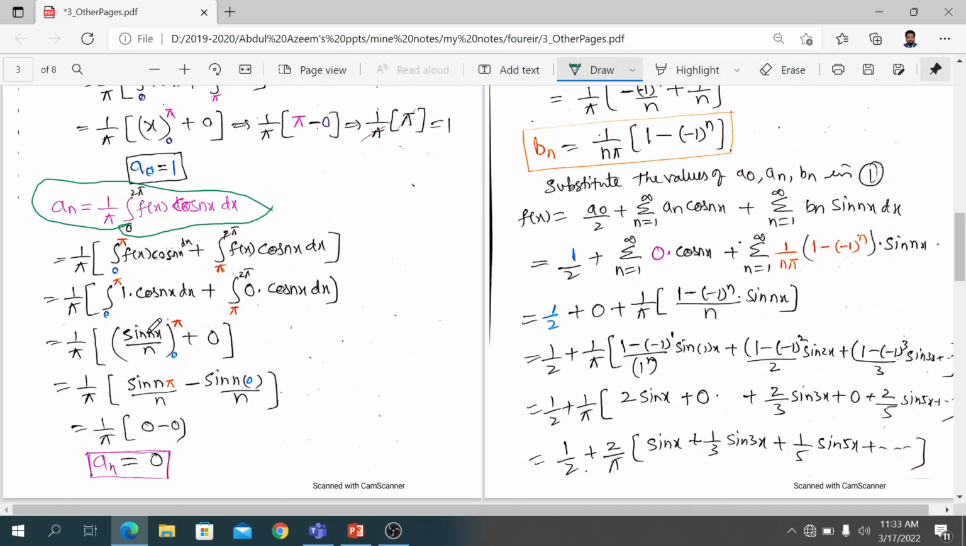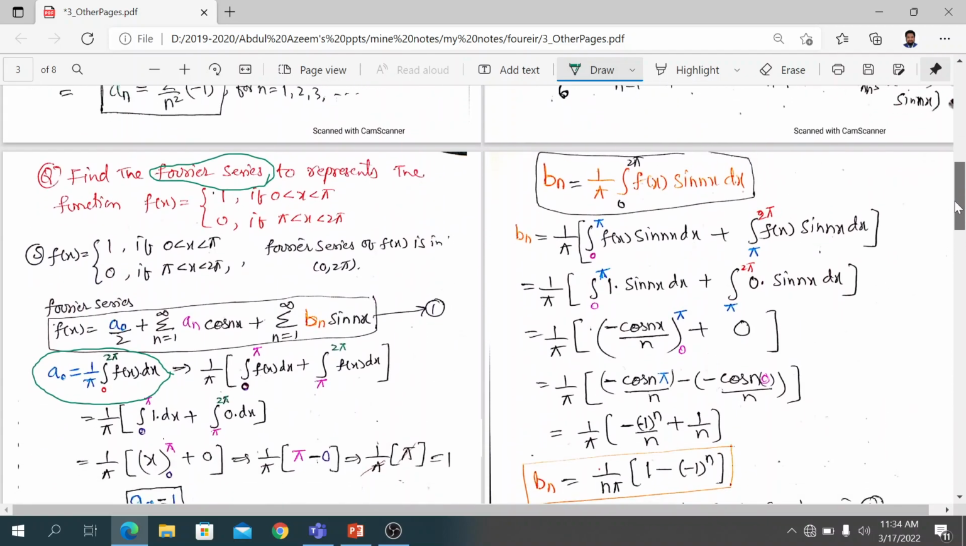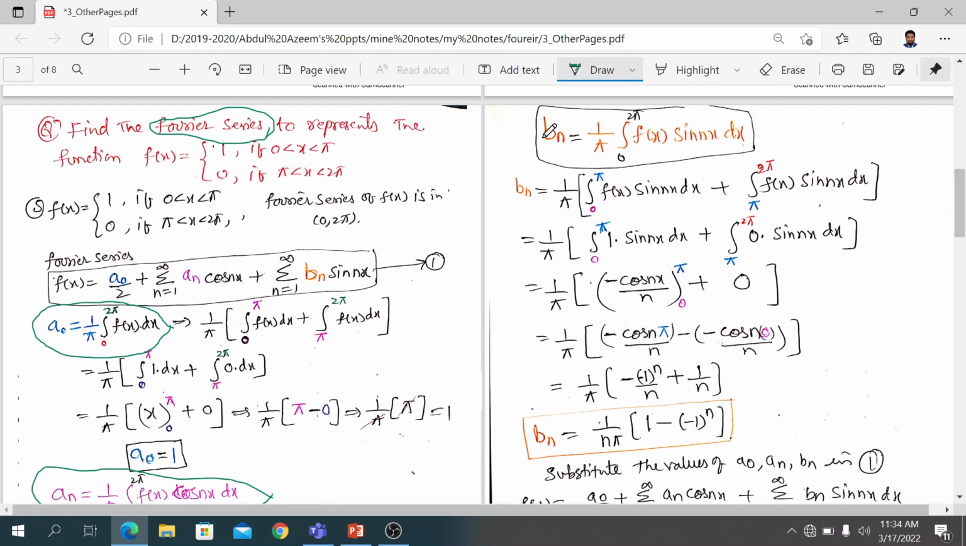Apply limit: sin n pi by n minus sin n into 0 by n. Sin n pi we know 0, sin 0 is 0, 0 minus 0 is 0, 0 into something 0. So a n value is 0. Now we will find bn.